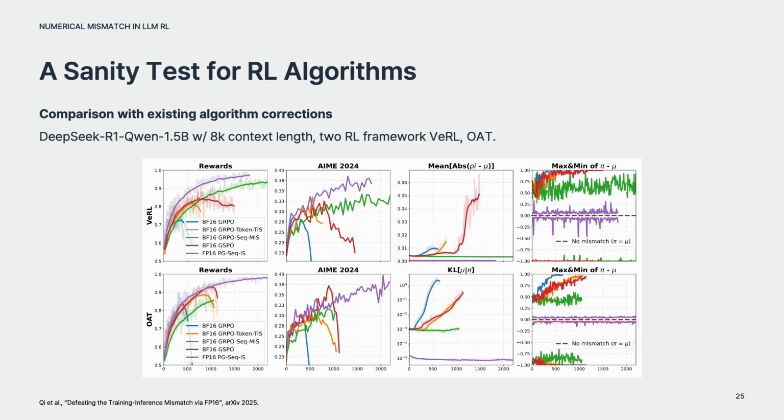The last two figures analyze the mismatch between the training and inference policies during training, measured by the KL divergence and the minimum and maximum probability differences. In all cases, FP16 exhibits a smaller mismatch than the BF16 based alternatives.